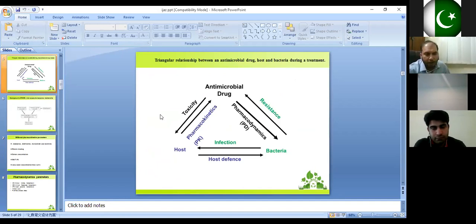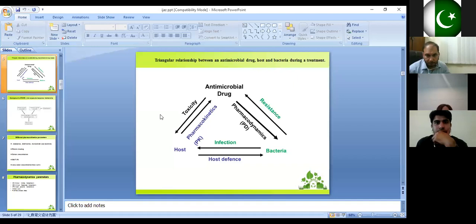Actually, when we are using antibacterial drug, these three issues are interrelated. Suppose when we are using the antimicrobial drug, the host, and the bacteria, these three are interconnected. When we are using the antimicrobial drug, the host will handle the drug. In the host, it will be absorbed, distributed, metabolized, and eliminated, like I told in the previous slide. But if we are increasing the dose, this will produce a toxic effect in the host.